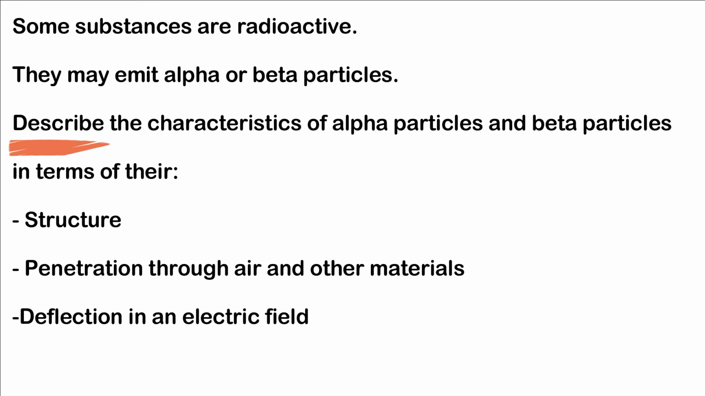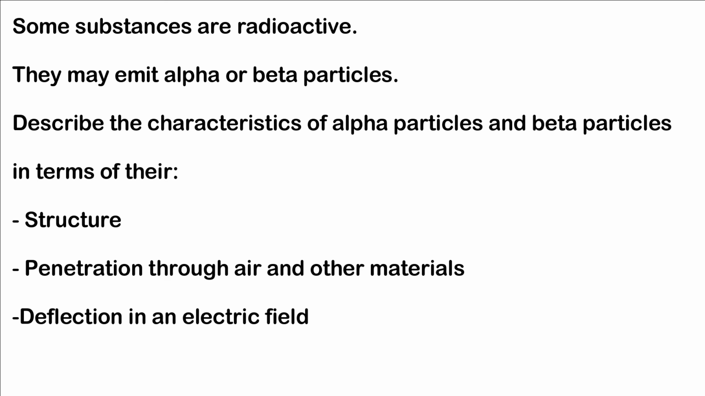Describe, not explain, the characteristics of alpha particles and beta particles. So describe is the key word there. It is saying, I don't want to know why these things happen, I just need to know what happens. And we've got our two things there, alpha particles and beta particles. So we know that in our answer we need to describe both alpha particles and beta particles. Just doing one or the other is not good enough.